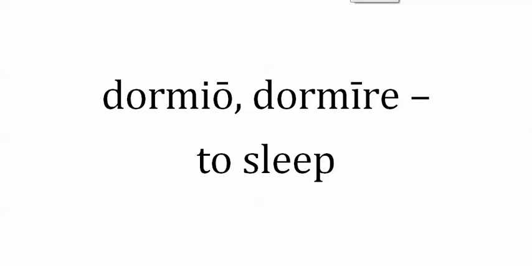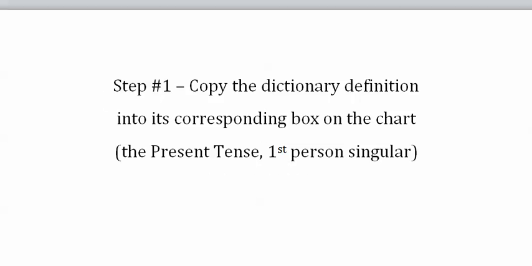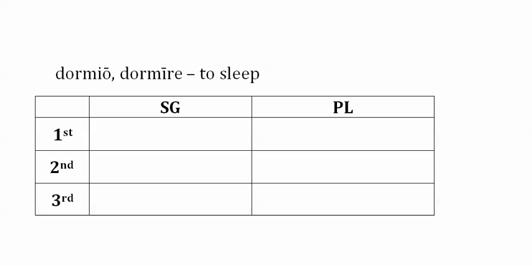In this video, we're going to look at how to conjugate a fourth conjugation verb in the present tense using dormio, dormire, to sleep. To do this, we first need to take the dictionary definition's first word and simply copy that into its box on the chart because it is the first person singular form. Here's my dictionary definition. This is the first word, dormio, and it is the first person singular of present tense.